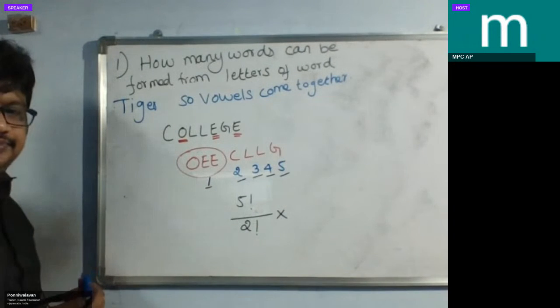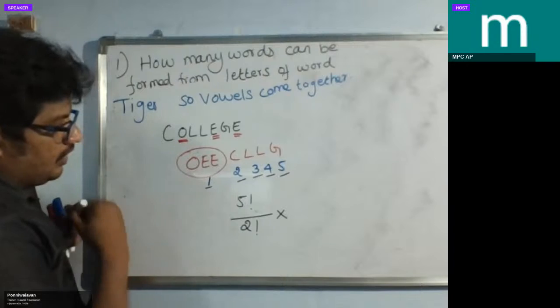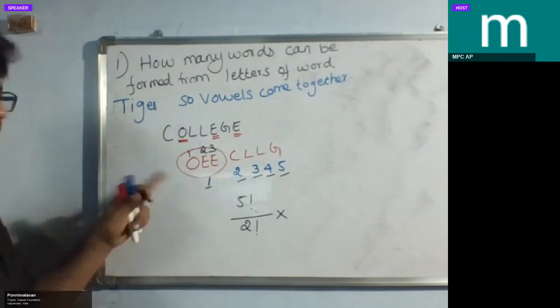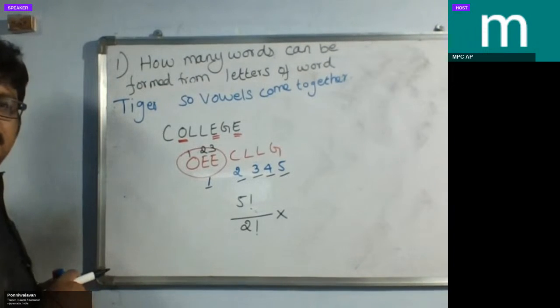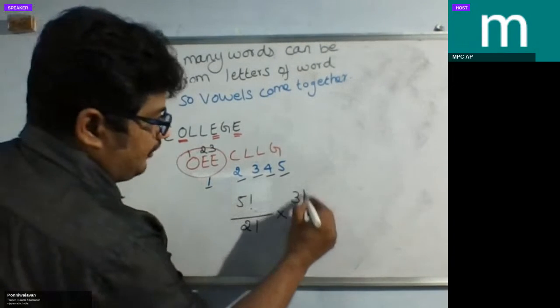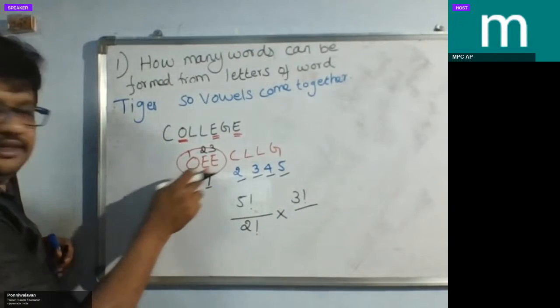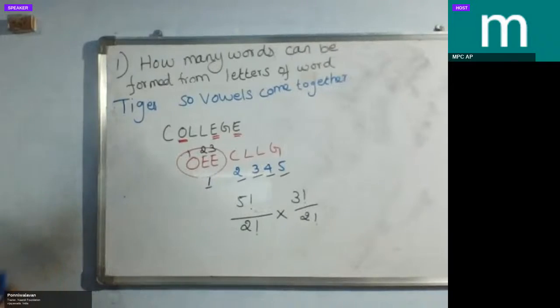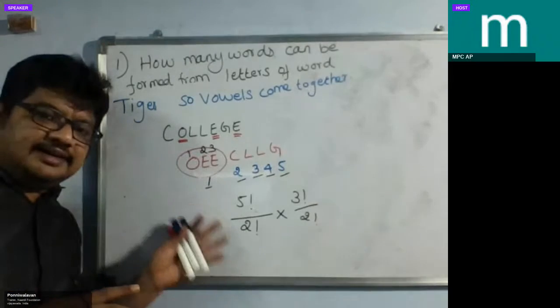Now go inside this. 1, 2, 3. How many letters? There are 3 letters. So 3 factorial divided by the repeated count. Repeated how many times? 2 times. So 2 factorial. Clear?